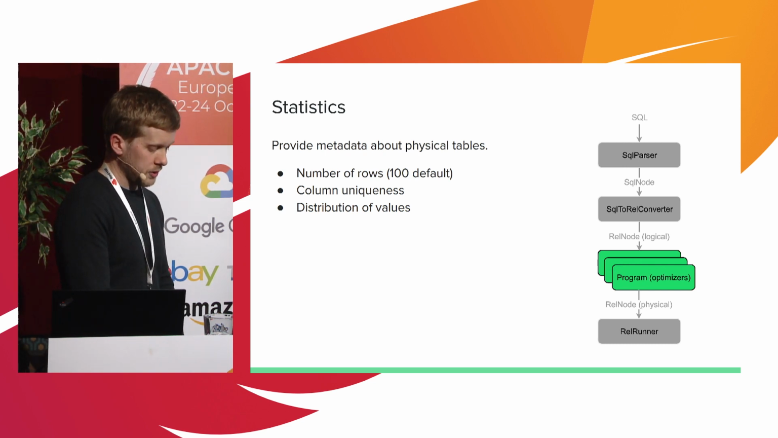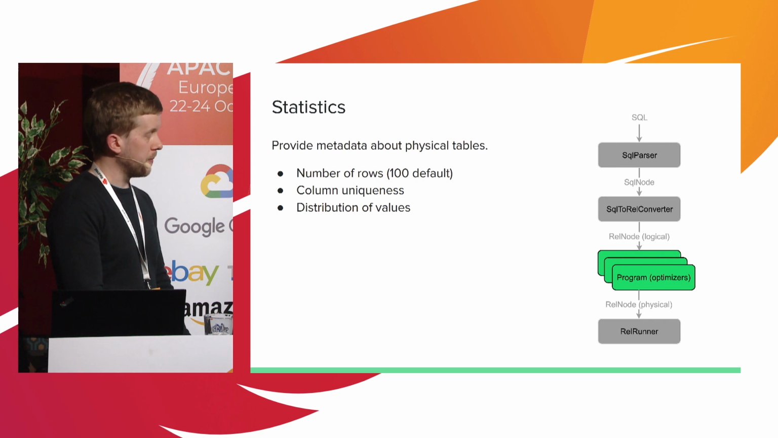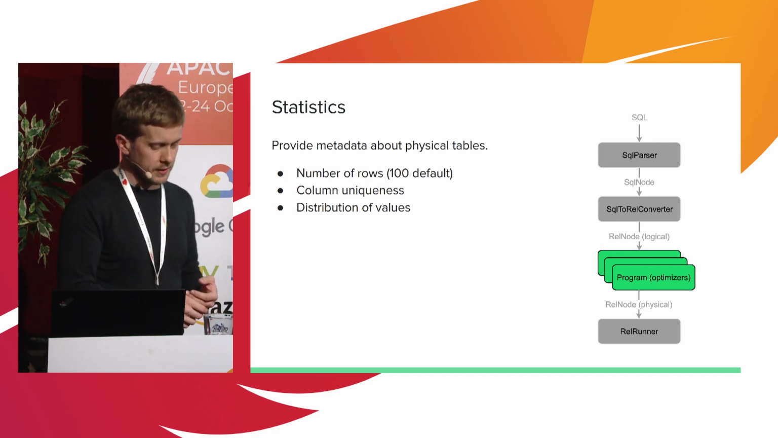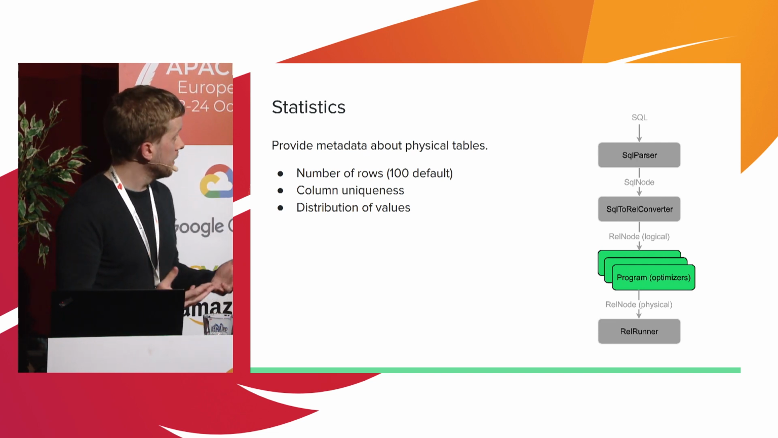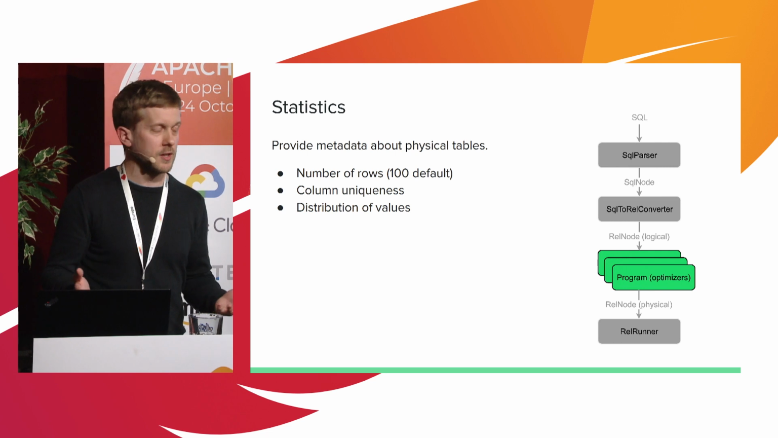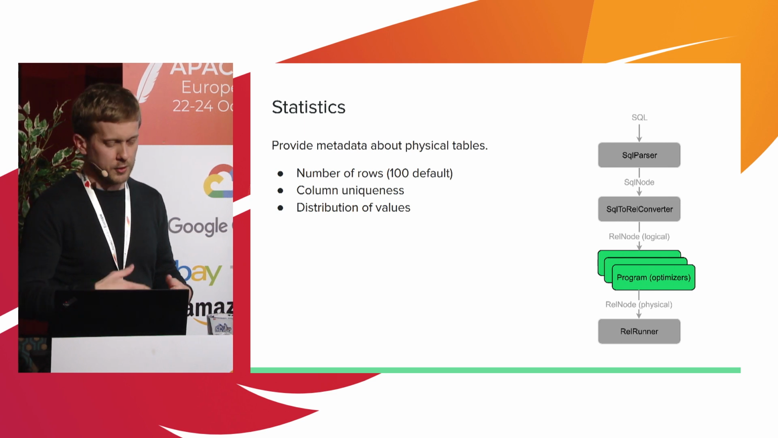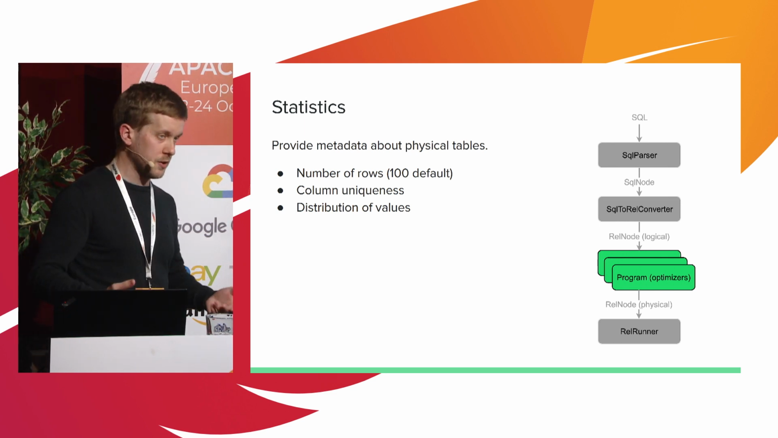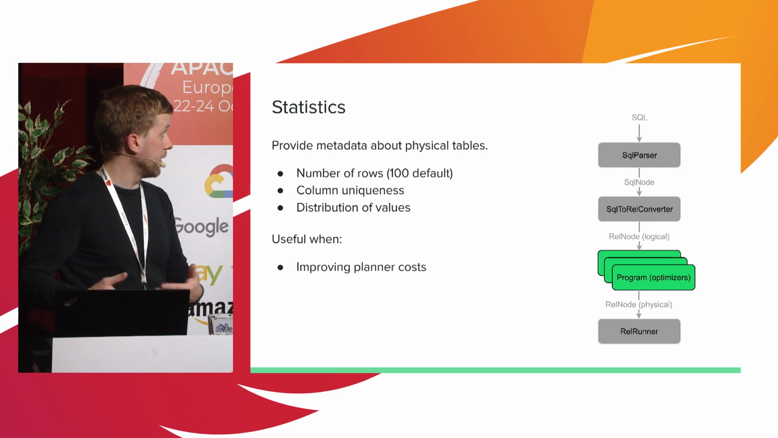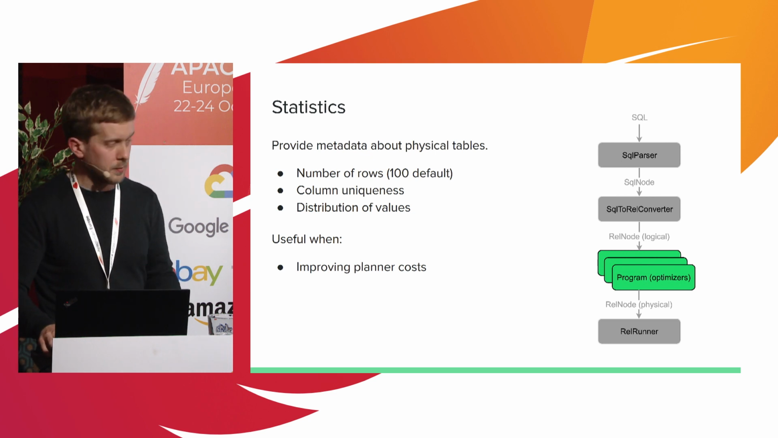So Calcite has a concept of statistics, which basically provide metadata about the underlying data source tables. By default, it has a statistics provider inside of Calcite, but it also assumes that the number of rows in every table is 100. So if you want to get a good optimization experience and generate a plan which is fast and efficient, you probably want to plug in your own statistics here to make this a little bit better. This will definitely improve the cost and the weights inside of the optimizer to get you a better plan.